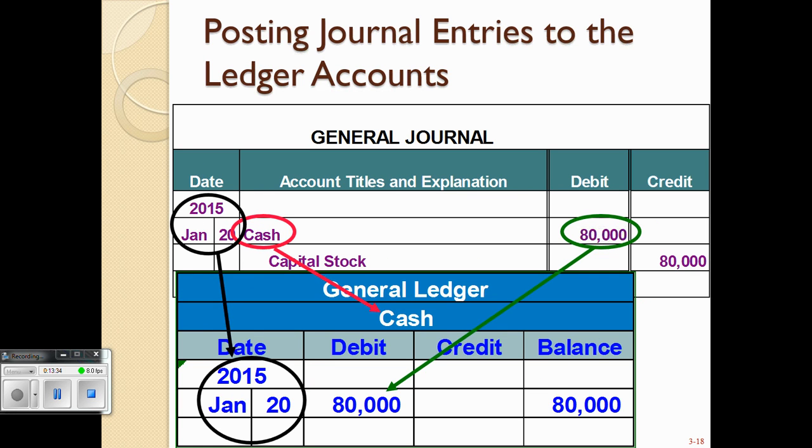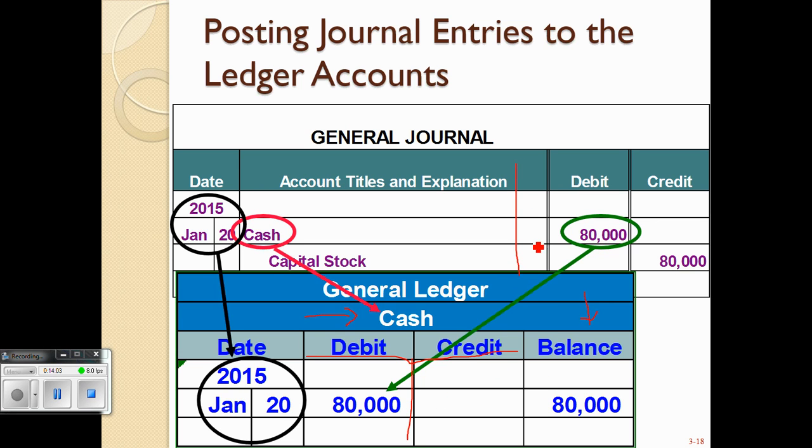So when we take a look at the ledger, this is my cash ledger. Once again, I'm going to have a slide that shows this. There's my T account: debits on the left, credits on the right. This is called a running balance, because they're always going to keep that balance on the outside. It's going to have the date, January 20th, and 80 grand is my debit, and the balance is 80 grand.